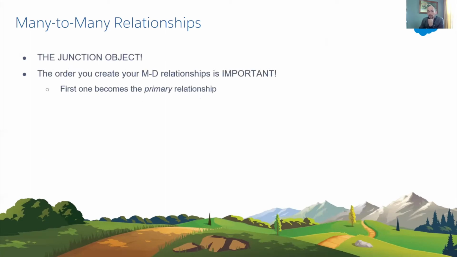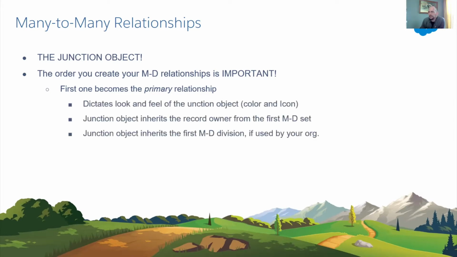And the order, this gets confusing too, and I learned this the hard way. The order you create your master-detail relationships is important. The first one you put on that junction object becomes the primary, and it inherits cool things like the color and the icon, but it also inherits the record owner from the first master-detail, and divisions, data divisions if you use them, and it inherits that as well.